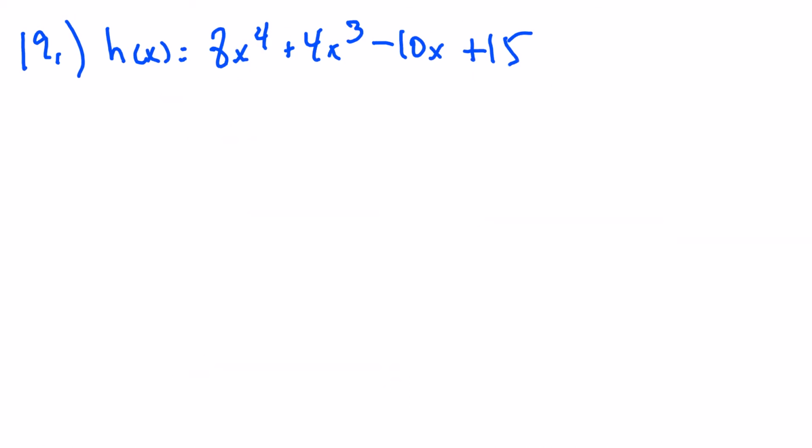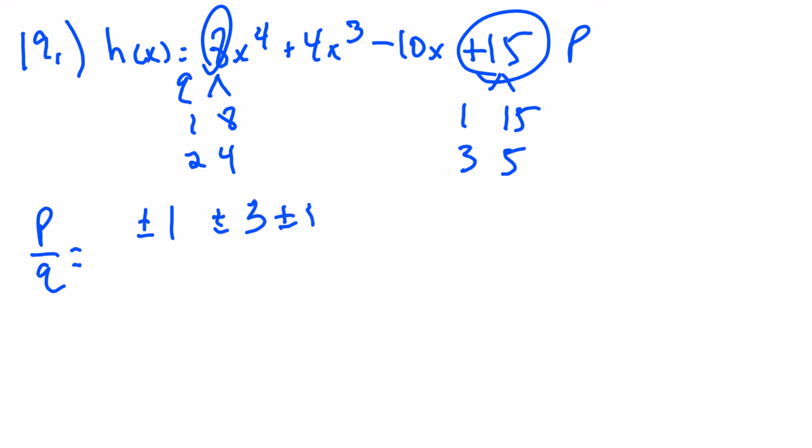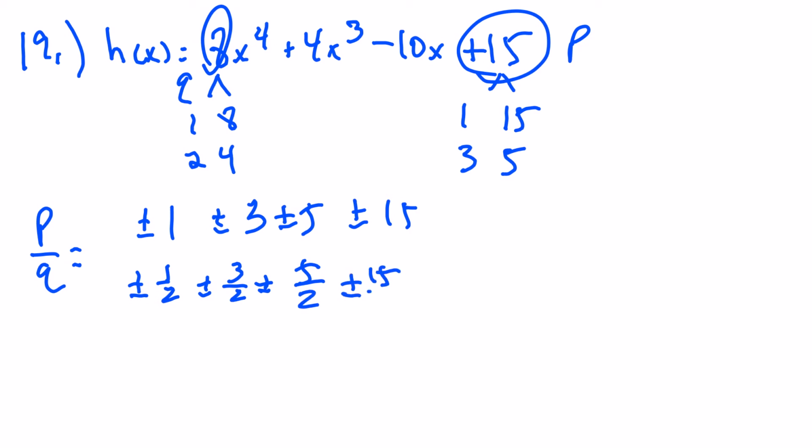Alright, 15 is your P, 8 is your Q. How do I get 15? 1 and 15, 3 and 5. How do I get 8? 1 and 8, 2 and 4. So my P over my Q's becomes plus or minus 1, plus or minus 3, plus or minus 5, plus or minus 15. Then I do plus or minus 1 half, plus or minus 3 halves, plus or minus 5 halves, plus or minus 15 halves.